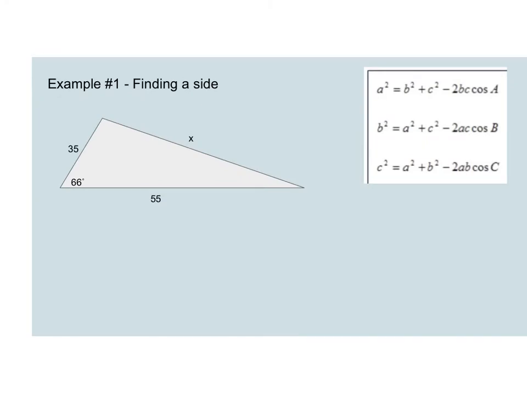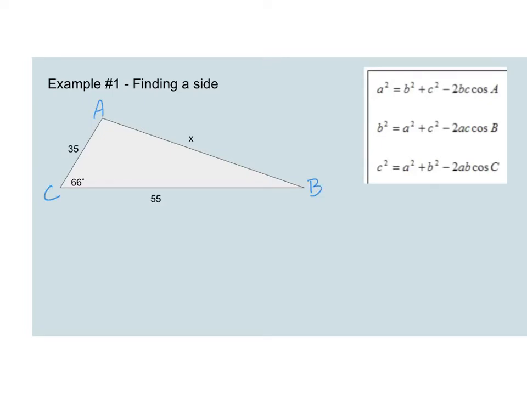So now let's take a look at an example and see how you actually use the law of cosines to solve a problem. In this case, we're looking for a missing side, which is why we have the formulas that are listed over here, because we're looking for a missing side. So what I'm going to do first is label my triangle A, B, and C. It doesn't matter which one I label A, which one I label B, and which one C. So I'll just start here with A, here with B, here with C.